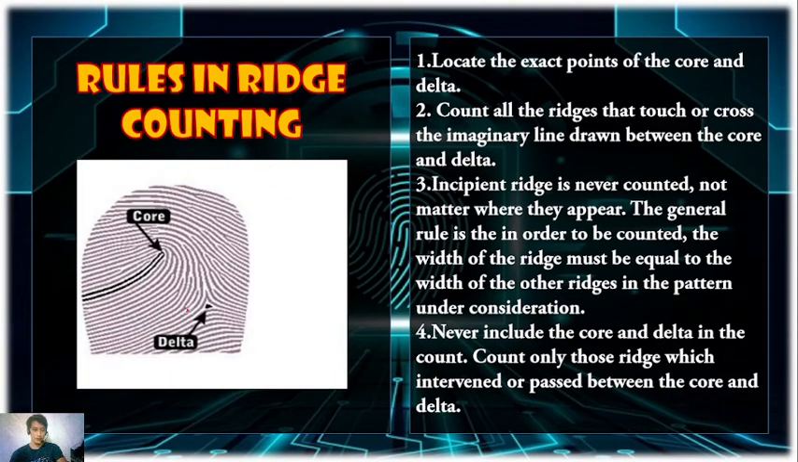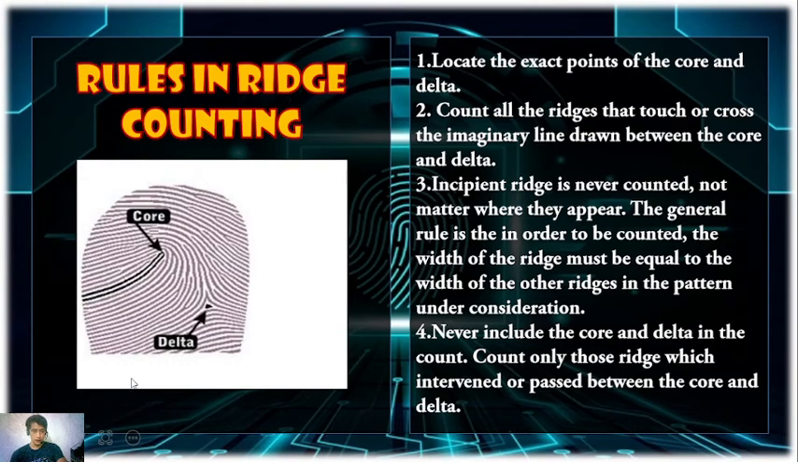The core and delta are already given in this illustration, so what we are going to do is just ridge count. First, locate the exact points of the core and the delta, and we are lucky that the core and delta are already provided in our illustration. Now let's count all the ridges that touch or cross the imaginary line drawn between the core and the delta. There is no imaginary line provided here, so let's draw an imaginary line on our own.